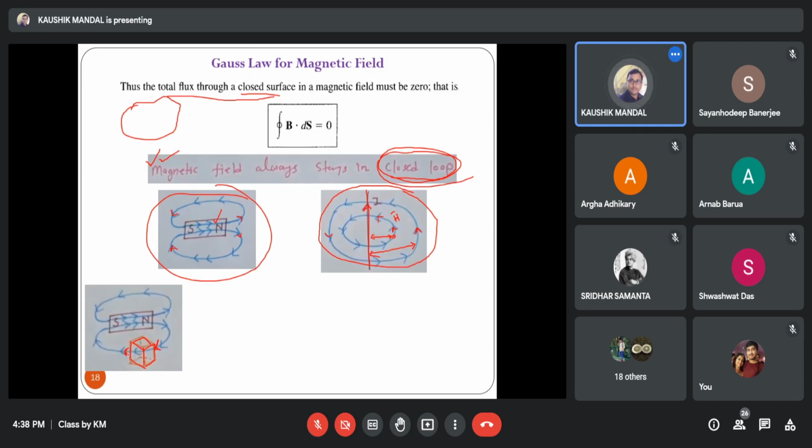They will be equal. One is entering, one is leaving. So if you sum it, the total magnetic flux will be 0. That is the statement of Gauss's law for magnetic field. So if we place a closed surface in a magnetic field, the total flux through the closed surface will be 0.